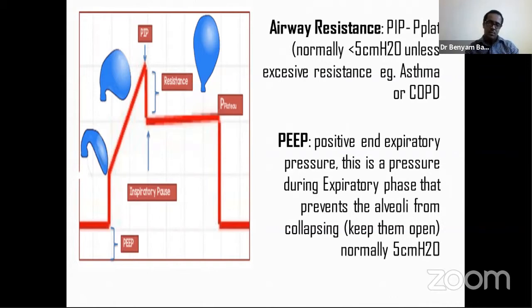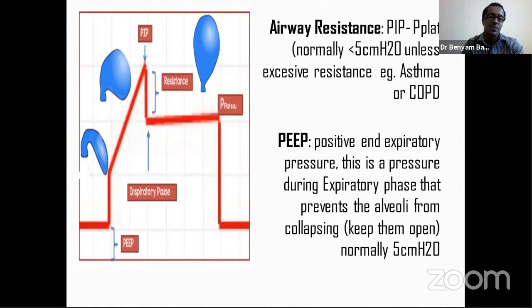And one thing I didn't mention was the PEEP. PEEP, as the name states, is positive end expiratory pressure. It's the pressure during the expiratory phase that prevents the alveoli from collapsing. So the balloon analogy comes into play here. Usually at the end of expiration, we don't want the balloon to collapse completely, which I'll cover later, but the main reason is that if you let it collapse completely, it will be difficult to initiate the next breath, so you have to overcome that.